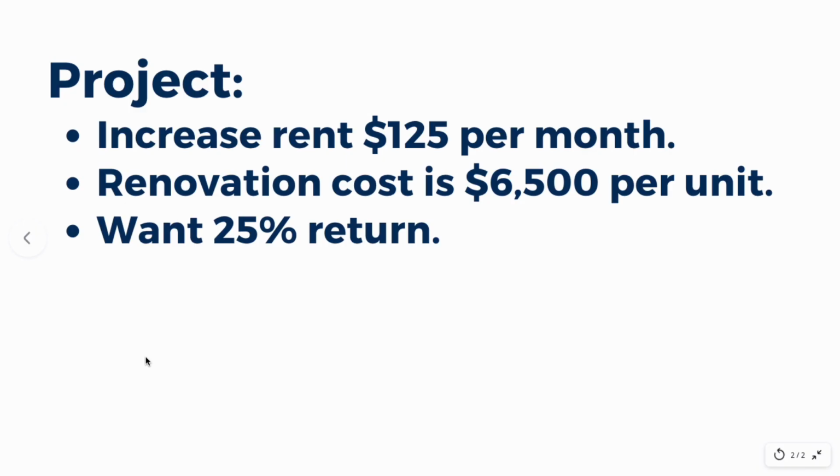So let's talk a little bit more about the renovation. We're going to value the vacant unit because we can start working on that one right away when we close on the property. And what we think we can do is we can increase the rent $125 a month. The cost to implement that renovation is $6,500. And we're going to want a 25% return on that project.